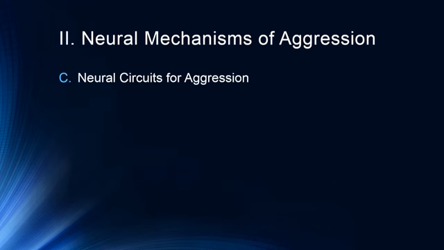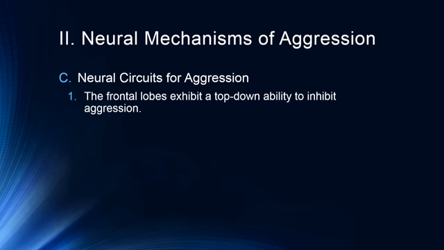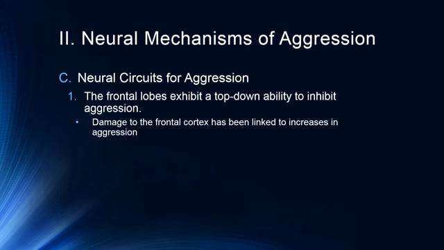Now, the underlying neural circuits for aggression are not well defined, but we do know the frontal lobes exhibit a top-down ability to inhibit aggression. And this is really important because we all have primitive responses that are automatic and much more based in fear and aggression. Our frontal lobes are one of the things that separate us. And so our ability to control that is an important part of who we are as social creatures. And so the frontal lobes exhibit this top-down ability to inhibit that implicit aggressive response.